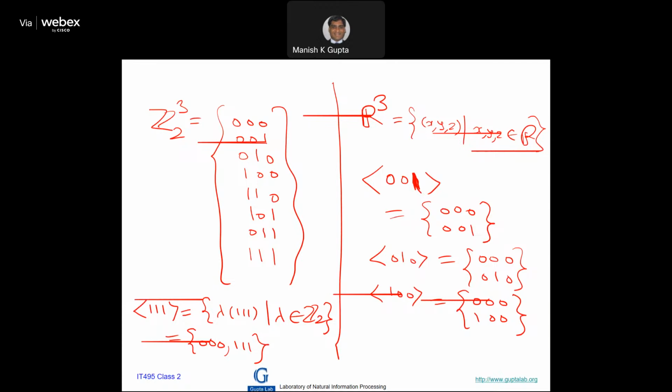Only 4 elements: 0 0, 0 1, 1 0, 1 1, right? So discrete means you can touch and feel. Real or complex means you are just in the air, right? Here you can touch and feel everything. You can count how many subspaces. And this linear algebra is what is used a lot in error correction.